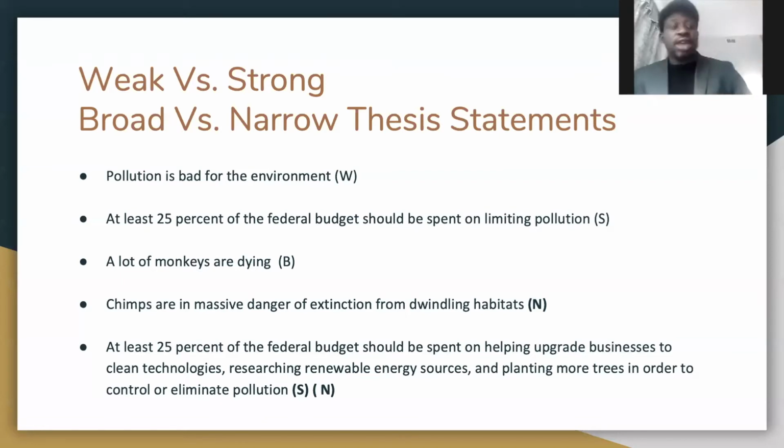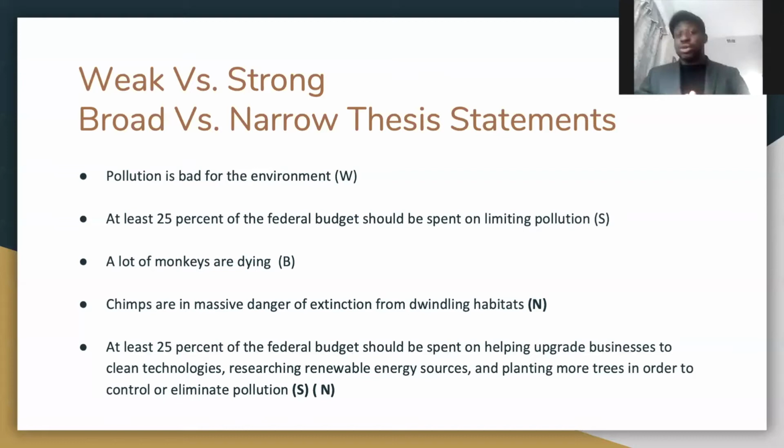We'll take a look at our last one right here. Our final thesis statement. At least 25% of the federal budget should be spent on helping upgrade businesses to clean technologies, researching renewable energy sources, and planting more trees in order to control or eliminate pollution. Very specific. The numbers are there. The focus is there. Let's analyze this for a moment. At least 25% of the federal budget should be spent on helping upgrade businesses.